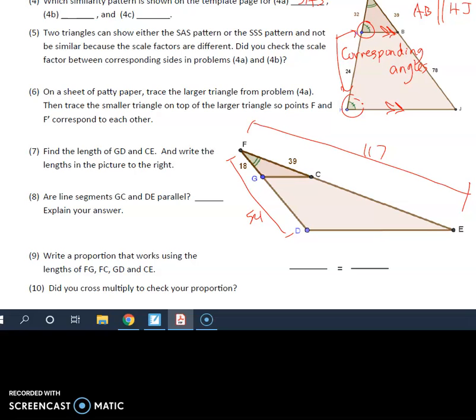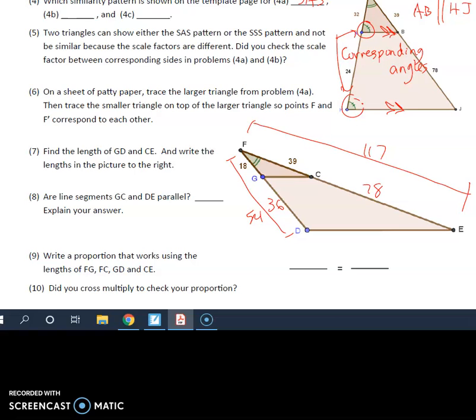of CE. Since the entire length FD is 54 and the smaller piece is 18, what we're looking for is basically what's left of the 54. So if I subtract 54 and 18 to find that difference, GD would be 36. For the second one, again, the entire length is 117, the FC length is 39, so that means the piece of CE is going to be what's left of 117, which is 78.